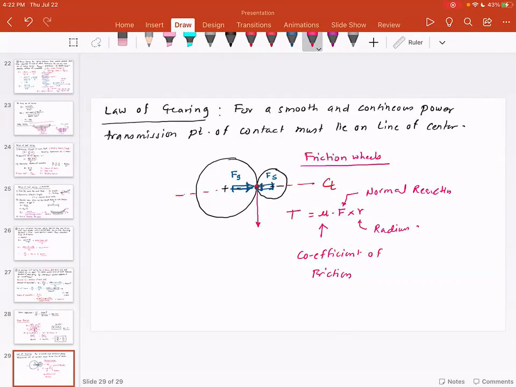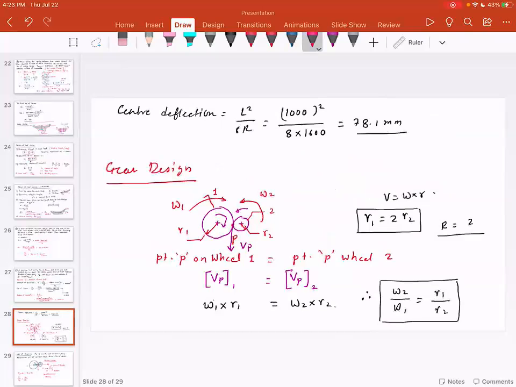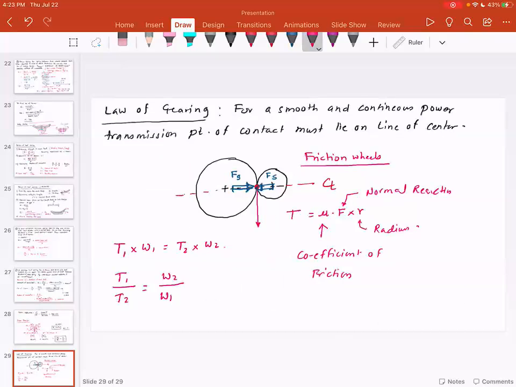So what we can do is use the same equation to derive the relationship between the torques. In other words, torque of gear one multiplied by the speed of gear one is the power, and the same power is torque of gear two multiplied by the speed of gear two, which means T1 divided by T2 is equal to omega 2 divided by omega 1. And omega 2 divided by omega 1 is equal to R1 divided by R2. So you have R1 divided by R2.